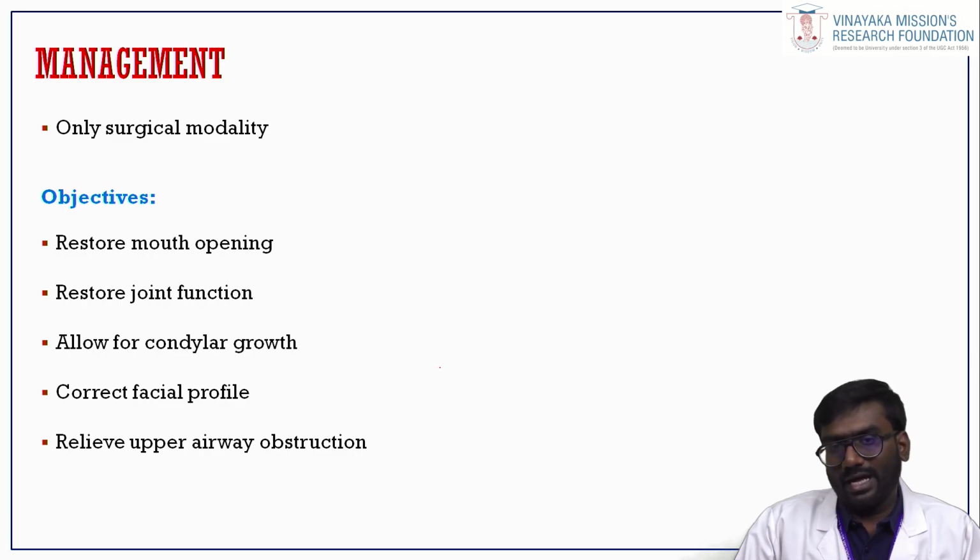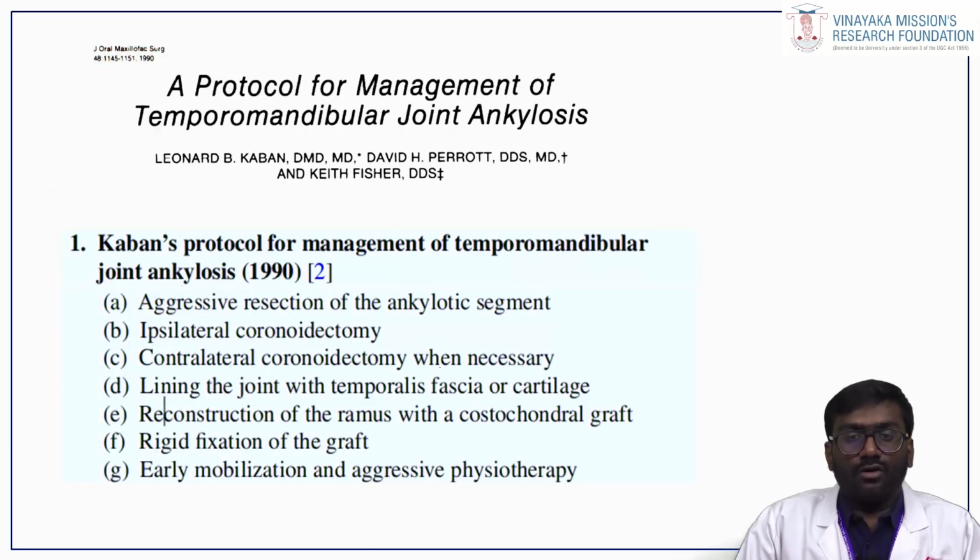The growth happens up to 18 years in a male and 16 years in a female. That should not be hampered, and the facial appearance or the profile has to be corrected, and the upper airway obstruction, that is the pharyngeal airway, should be normal. When the mandible grows anteriorly and normally, the posterior pharyngeal airway gets corrected. The protocol for treating ankylosis was given by Kaban in the year 1990.